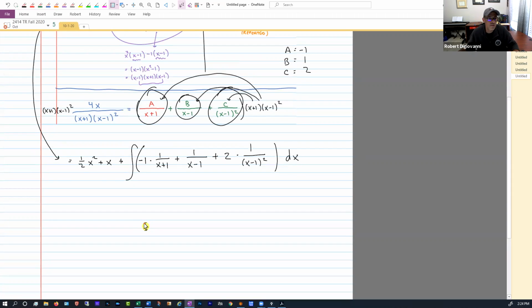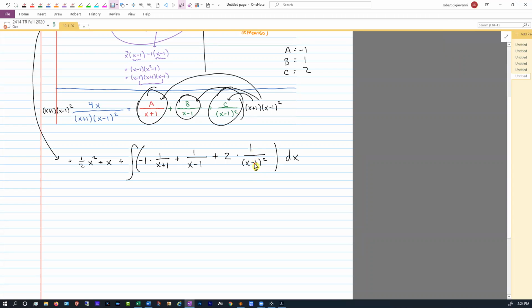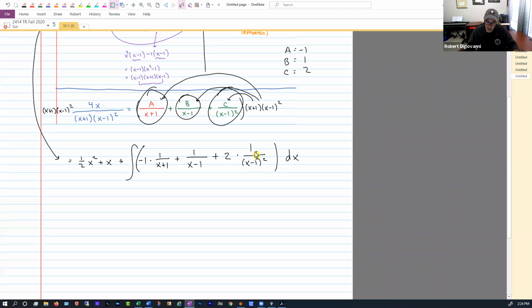Any questions? We should be able to handle these: constant over linear, constant over linear, and constant over repeated linear. That last one was a little different. The first two are going to be natural logs, but the last one is not. So we're getting close to a final answer here.